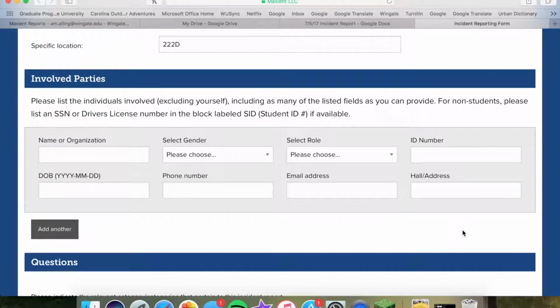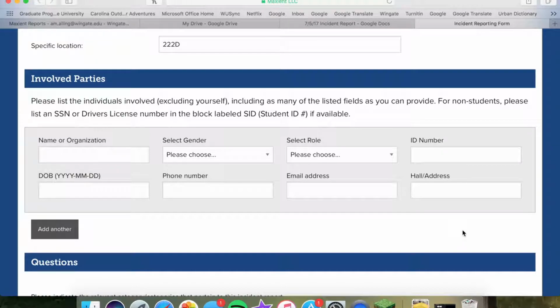Whether you are able to write down all of the names of those involved, or you were able to take pictures of the different IDs after, say, breaking up a party. This is where you would put all of that information. Being able to take pictures of the IDs is extremely helpful because on the back it shows the resident's date of birth. So this way you know if they were underage drinking or not.